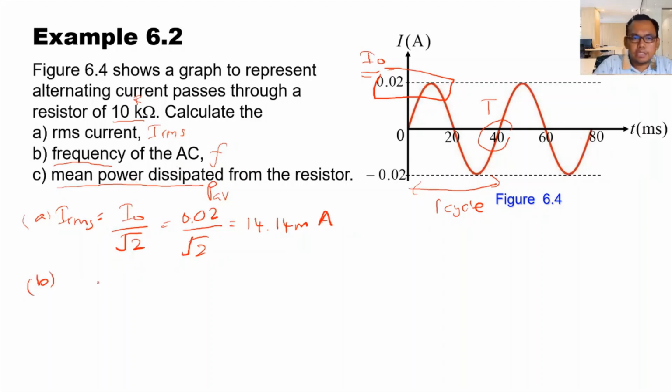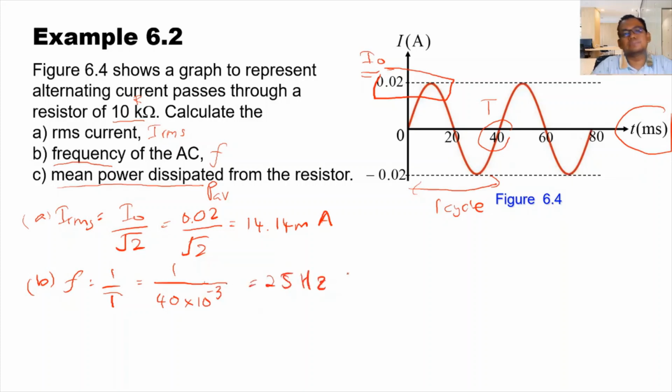Okay, next, frequency of the AC, F is equal to 1 per period. 1 divided by period, here is 40, so we just put 40, but be careful, look at the unit here. That is milliseconds, so that means 40 times 10 to the power of negative 3, and we get the answer 25 Hertz.